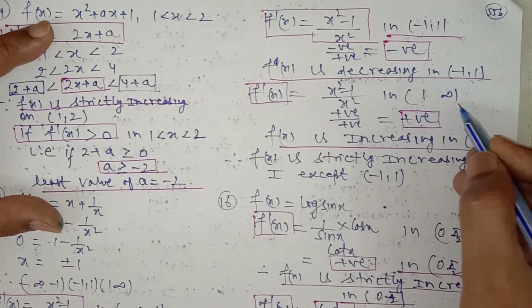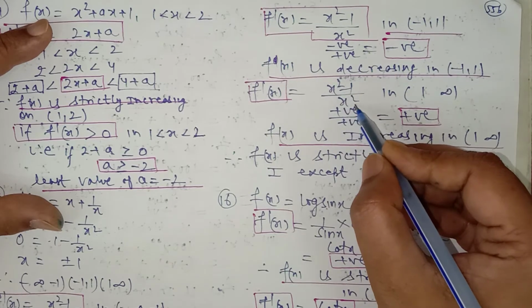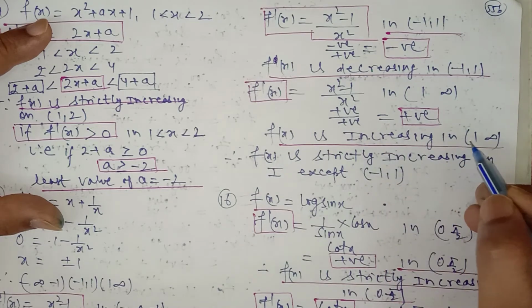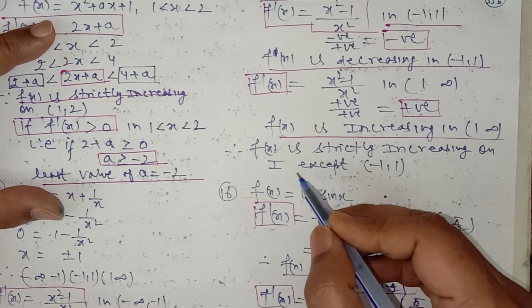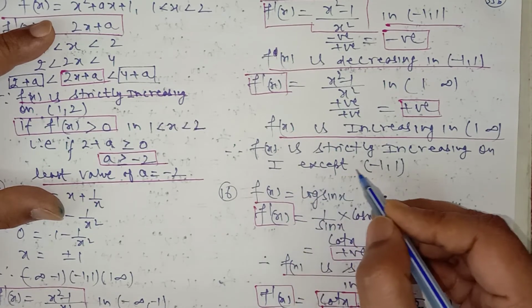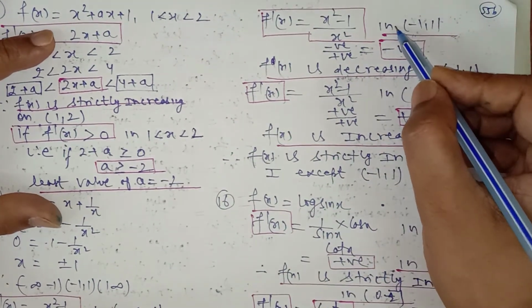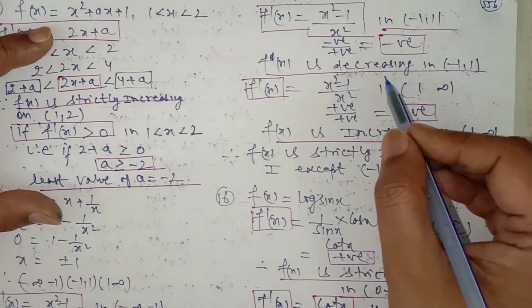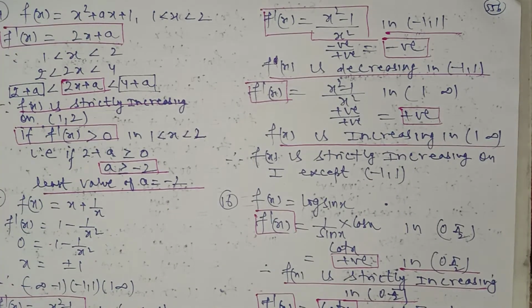Now we have to take the interval 1 to infinity. From 1 to infinity, the numerator will be positive, and the denominator will also be positive because it is always a whole square. So it will be positive, and f x is increasing in the interval 1 to infinity. So f x is strictly increasing except in the interval minus 1 to 1, because from minus 1 to 1 it is decreasing. In the first interval it is increasing, in the last it is increasing, and in the interval minus 1 to 1 it is decreasing. This is what is asked in the question: you have to prove that except from minus 1 to 1 it is strictly increasing.